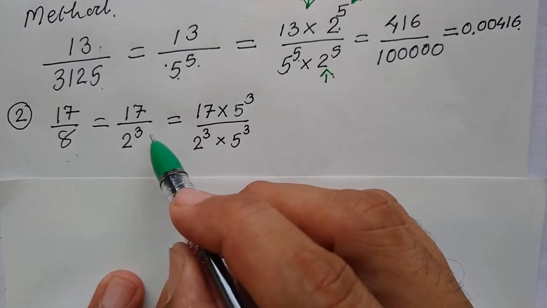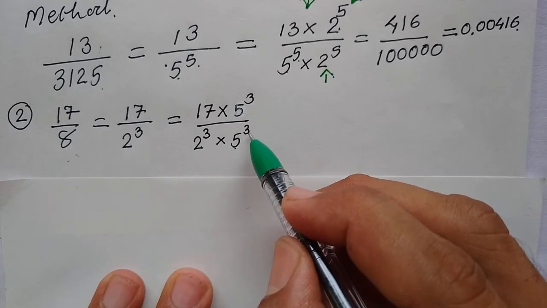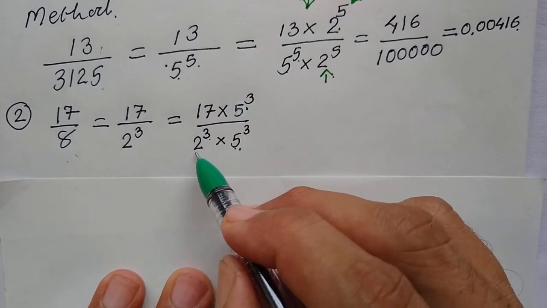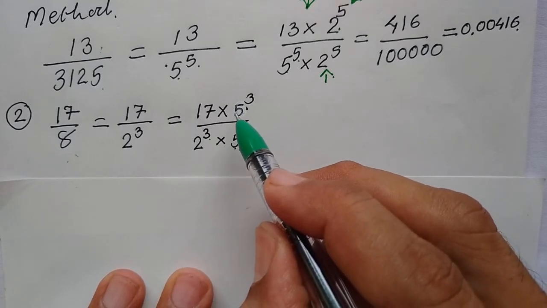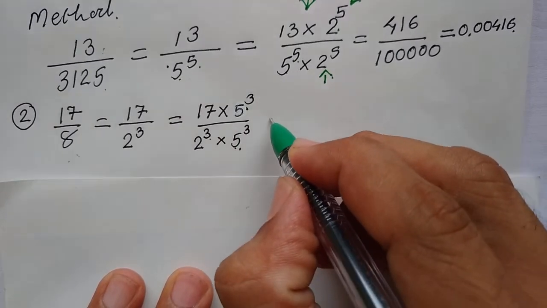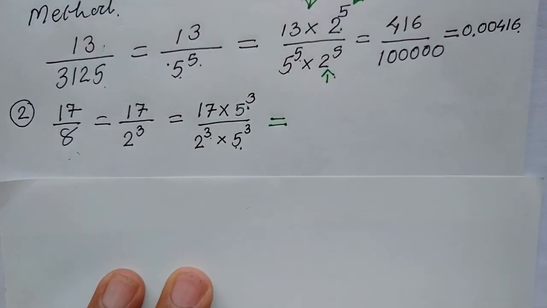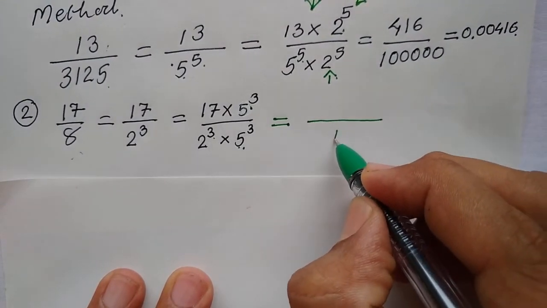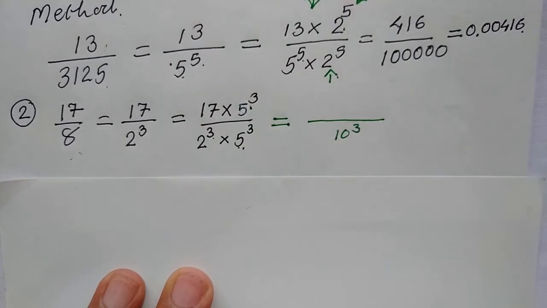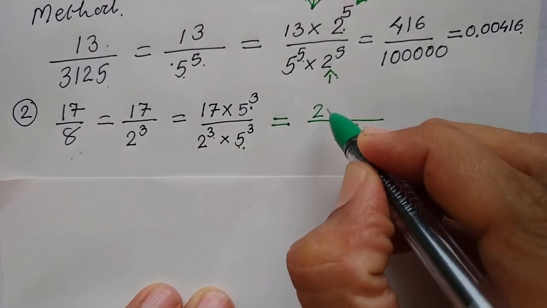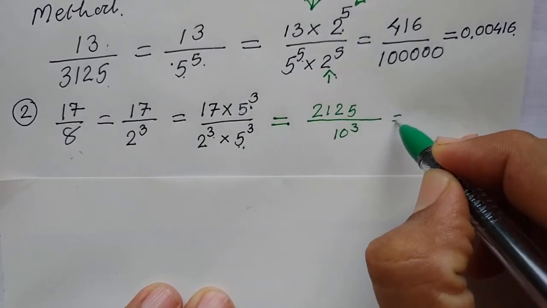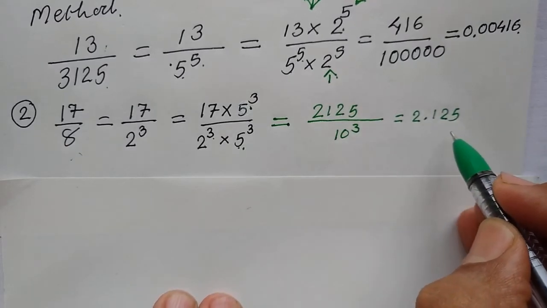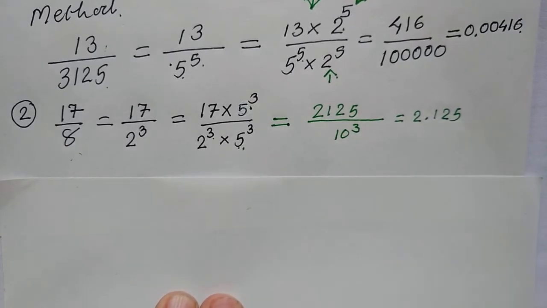8 means 2 raised to 3. Now children, we have to multiply 5 raised to 3 here and here. Why? Because here is 3. So we want 5. So 2 into 5 raised to 3. So 17 into 5 raised to 3. Now children, further you can write 17 into 5 raised to 3. What are you getting? Write down that. And here we are getting 10 raised to 3. This is 2125. This is nothing but 2.125. This is terminating decimal expansion.